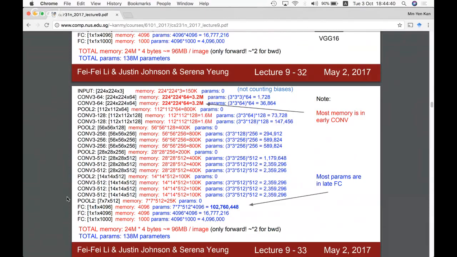But then the parameters of the fully connected layers are actually a lot. It's 7x7x512 times 4096 for the fully connected layer. So the end layers of the architecture have lower memory, but a lot of parameters are being computed at that place.